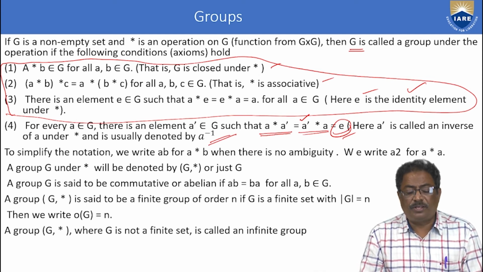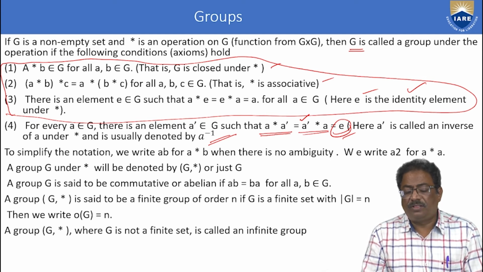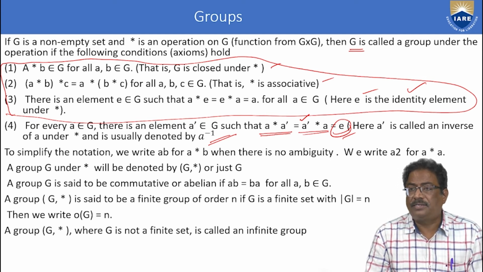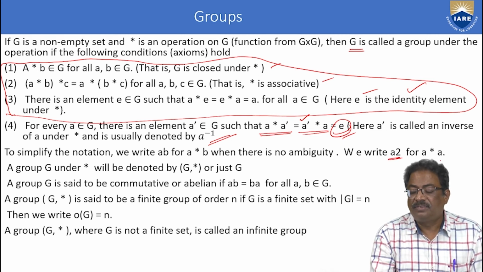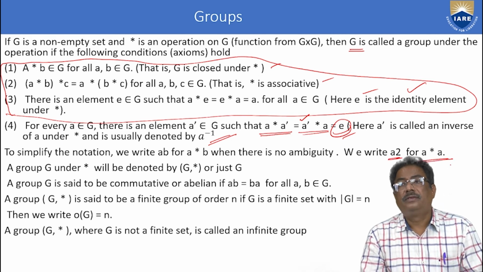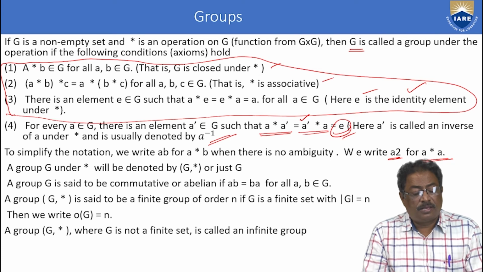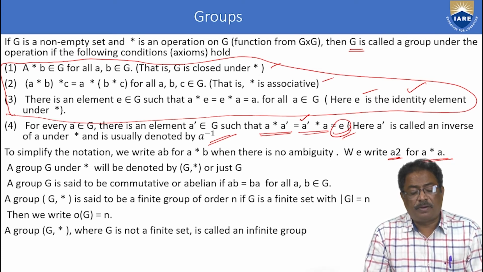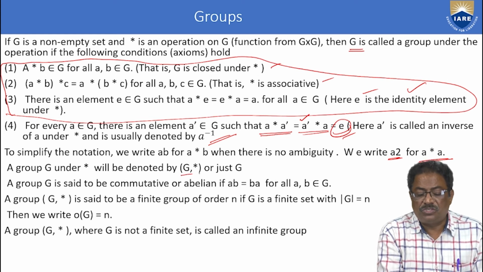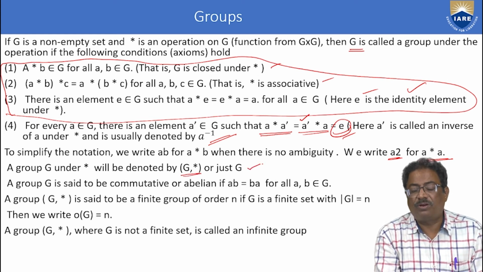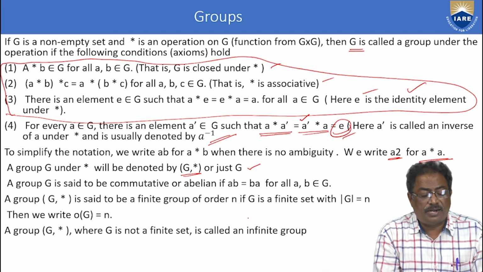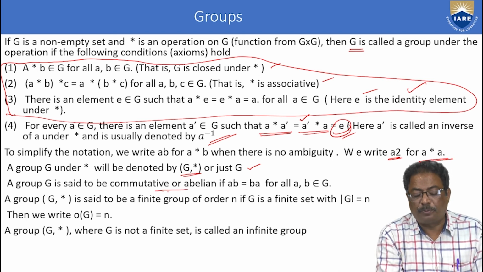To simplify the notation, when there is no ambiguity, we write A star A as A square. A group under the binary operation star will be denoted by G comma star, or simply we are going to write G.